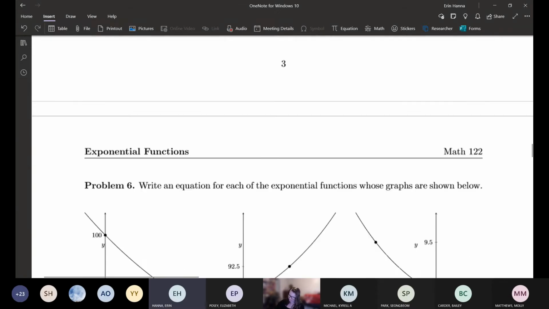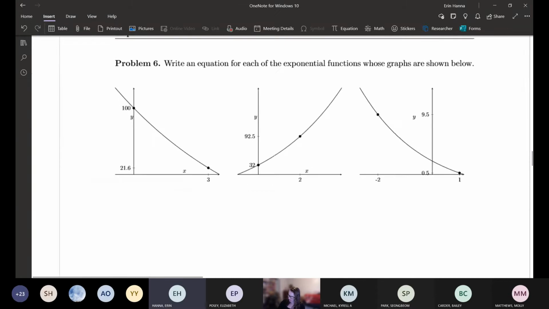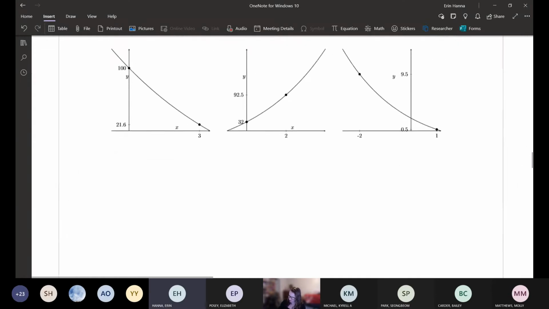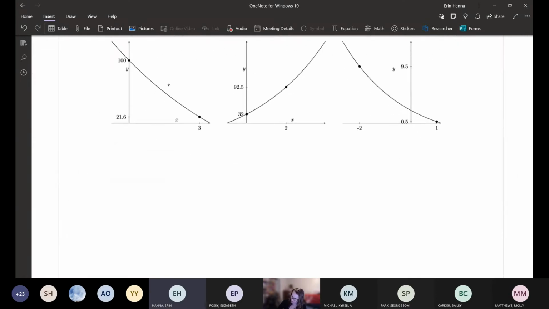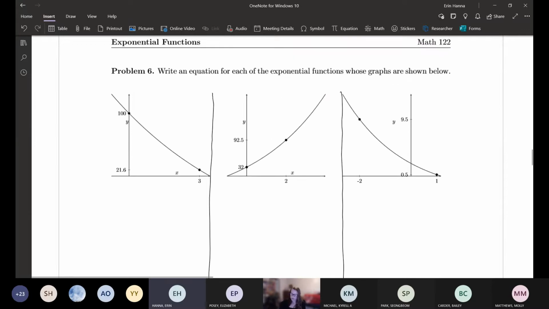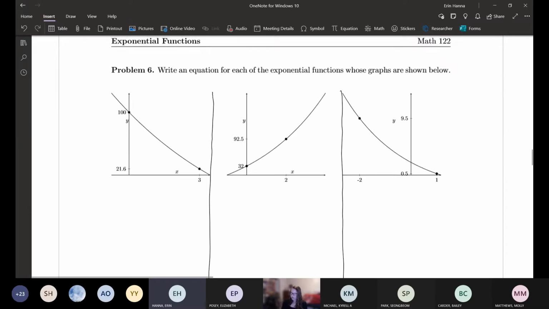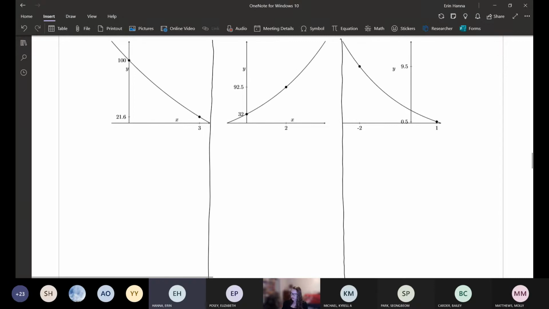All right. So I'm going to zoom out a little bit. And if you write very large like I do, prepare yourself because you might need to write a little smaller. Let me break this up so I don't run out of space. What we want to do with these is write the equation for the exponential function for the graphs that are shown.